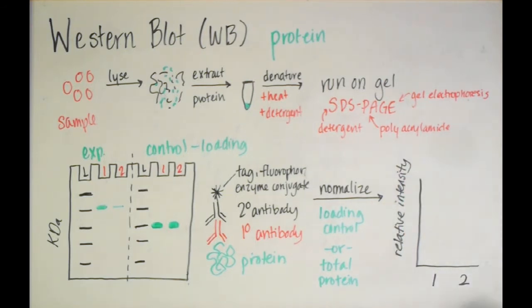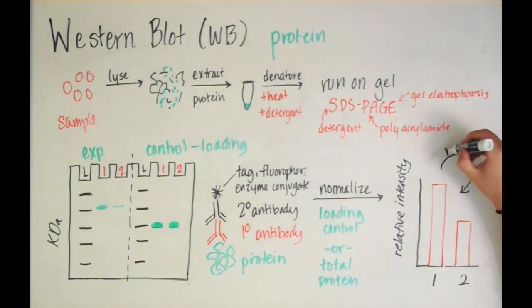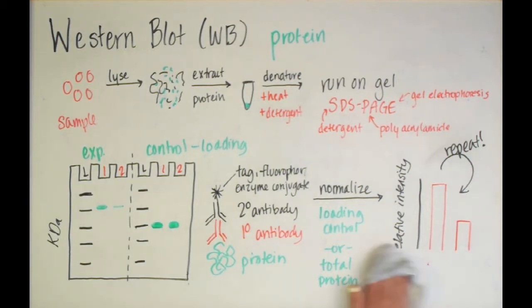Total protein can also be used for this normalization. Our graph of relative intensity shows that there's less of our protein of interest in sample 2. Of course, N of 1 isn't enough replicates, so you'd want to repeat the whole experiment multiple times, starting with fresh samples for independent replicates.